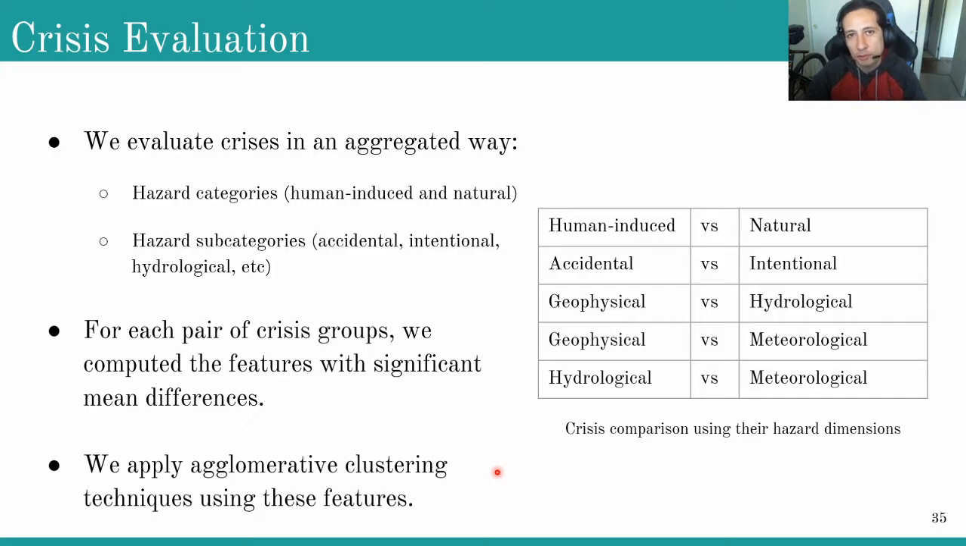Using these features with significant mean value difference, for each pair of these crisis groups, we apply clustering techniques to discover common linguistic patterns between hazard categories and subcategories.